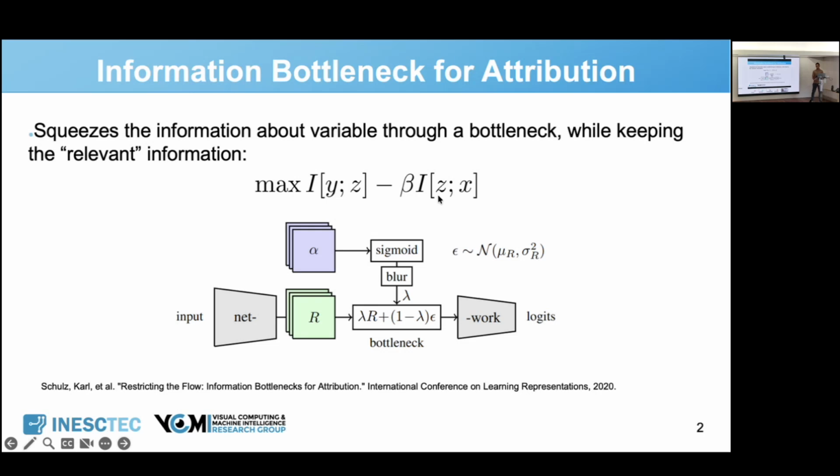And what is the idea behind this? The idea is that y is the important information that is in x, and you want to squeeze this important information through this bottleneck. So you want to reduce the amount of information between your input and the bottleneck, but you want to keep the information that is important.